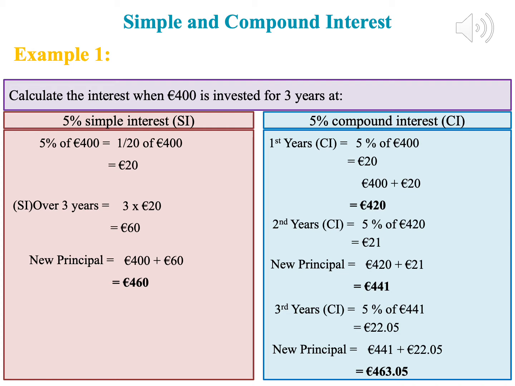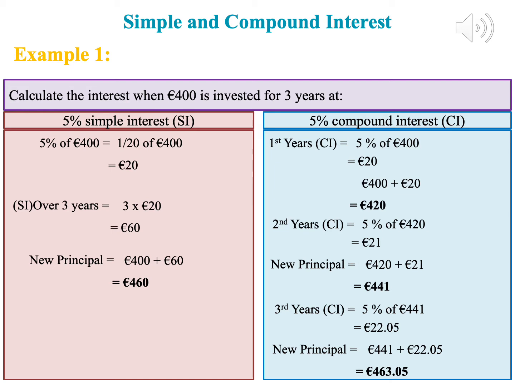But if you look across to the blue box, you'll see that when it's compounded annually or per year, you're adding on the interest each time. So just like the first example, you're finding 5% of 400, which we know is €20. But in this case, you're adding it to 400, which gives you 420. And then you're going to find 5% in year 2 of €420, which is €21. And again, you're going to add €420 plus €21, which is 441.